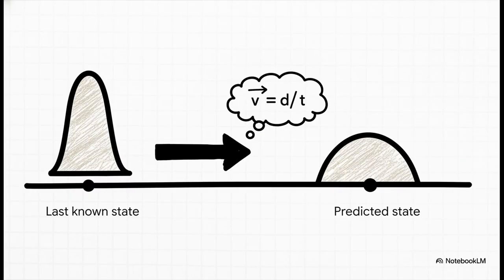Let's break it down. Step 1 is predict. We take our last best guess and we use a model of how the system works, basic physics, to predict where it's going to be next. So if we think a car is moving at 60 miles per hour, we predict that a second from now it'll be about 88 feet farther down the road.